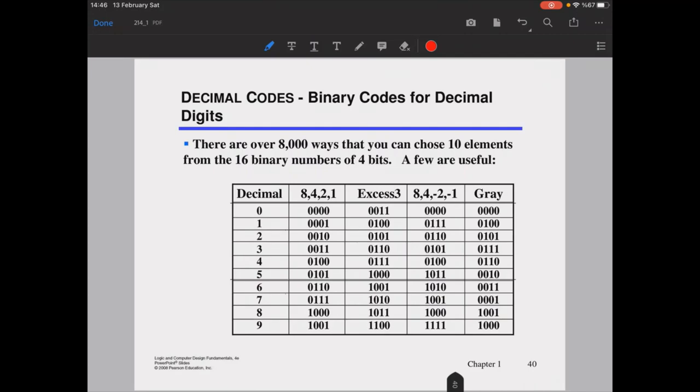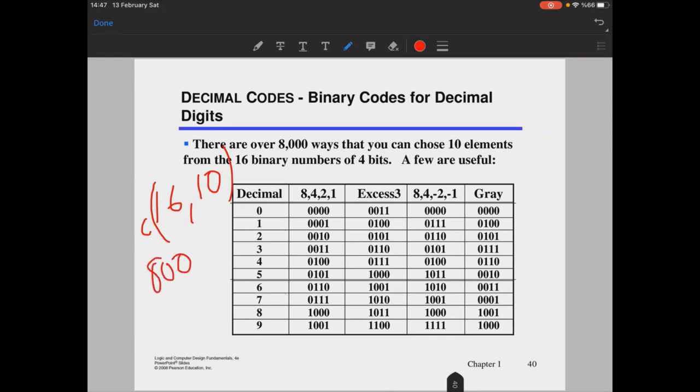We can see that there are over 8,000 ways that you can choose 10 elements, for example, for decimal numbers, from the 16 possible binary numbers here, which are generated from the occurrence of 4 bits. These are some very popular ones. You have 16 binary numbers, and you're trying to select 10, like you have 16 people and you're trying to form teams of 10 people from those 16 people, and you will end up with this much of possibilities, right? The most straightforward one is this one, right?